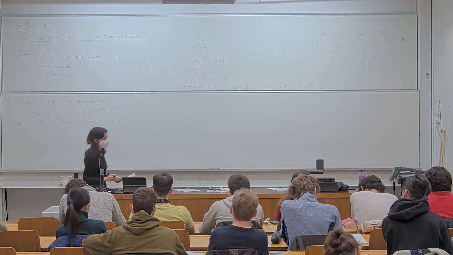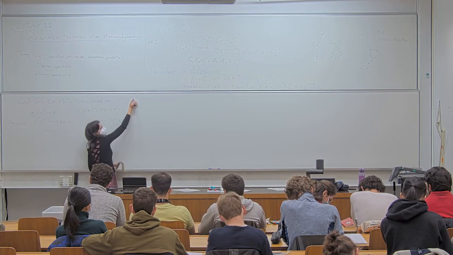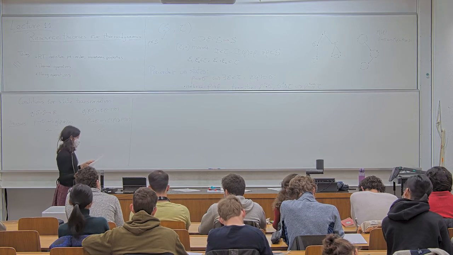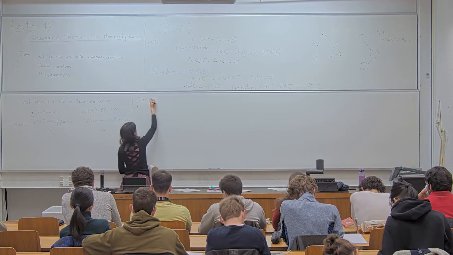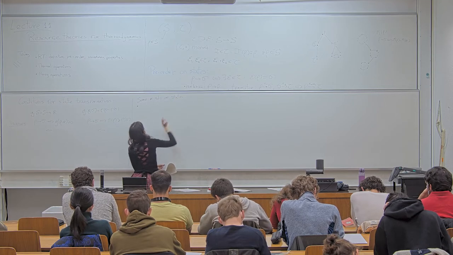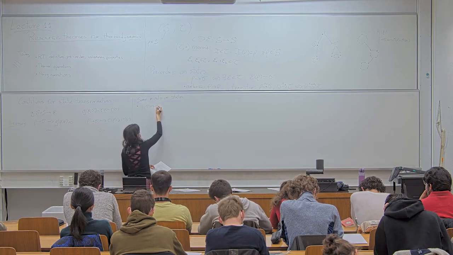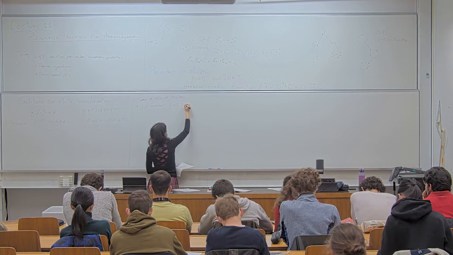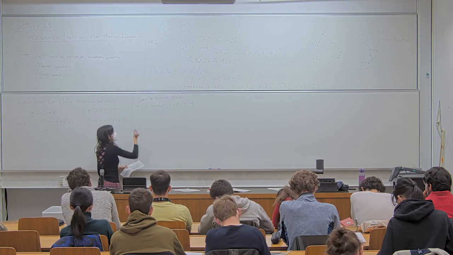So before we move on to thermal operations, I just wanted to give just a brief characterization of states there. So let's look at some kinds of states. We say that rho and sigma are equivalent if, like we saw, you can transform one to the other, and vice versa.